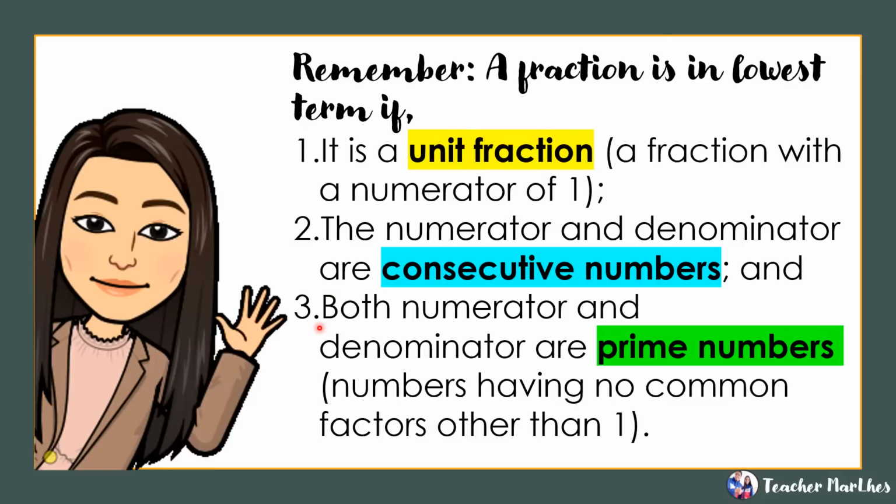Third, both numerator and denominator are prime numbers. So when we say prime numbers, numbers having no common factors other than 1. So examples ng prime numbers ay 3, 5, 7, 11, and so on. So pag sinabing prime numbers, dalawa lang ang factor, 1 and itself. So since prime number sila, ang numerator and denominator, ibig sabihin, wala silang common factors other than 1. Kapag prime numbers ang numerator and denominator, the fraction is in lowest term.